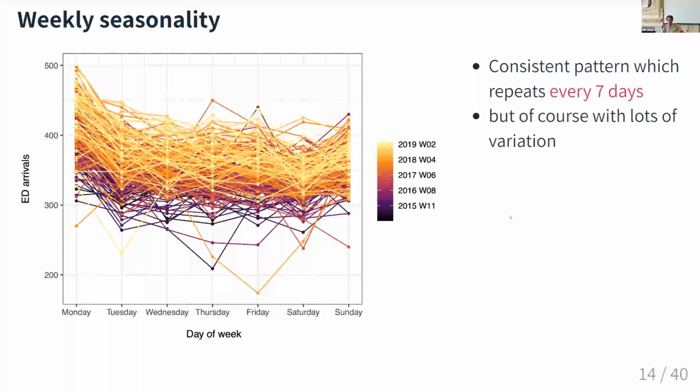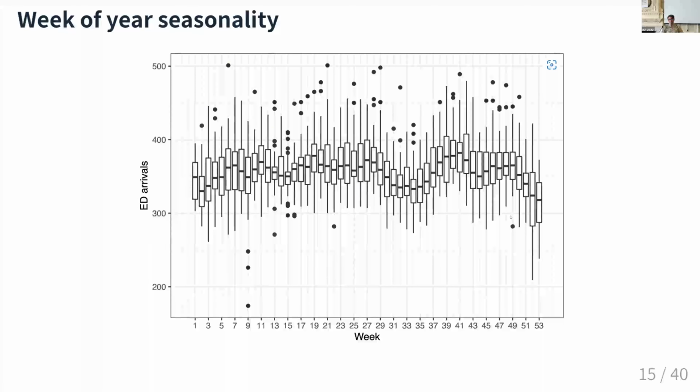We can also look at something similar to this in day of week. So again, here each line is 1 day. So we plotted all the data here. And again, we see that they follow the same pattern, but again, there is variation. So in the previous one, we had a daily seasonality. Here we have a weekly seasonality.